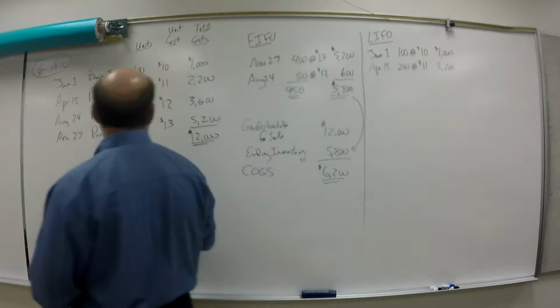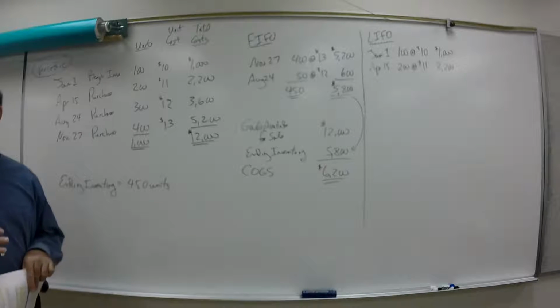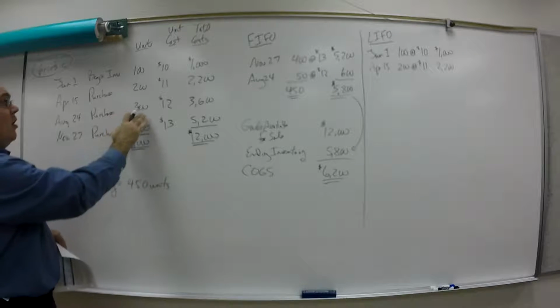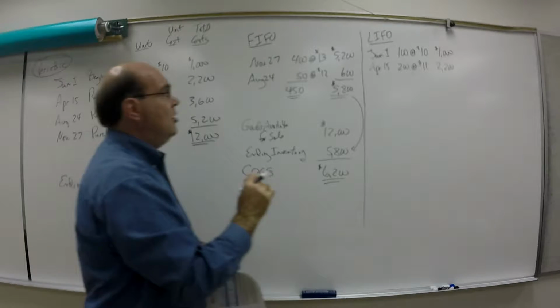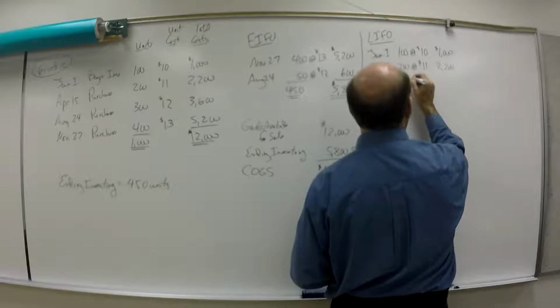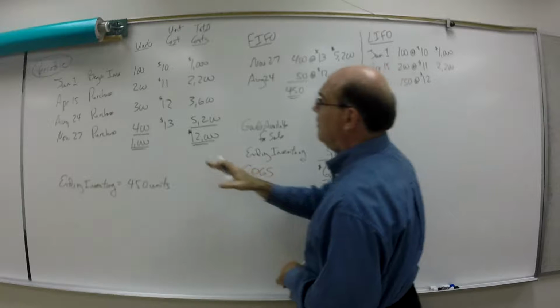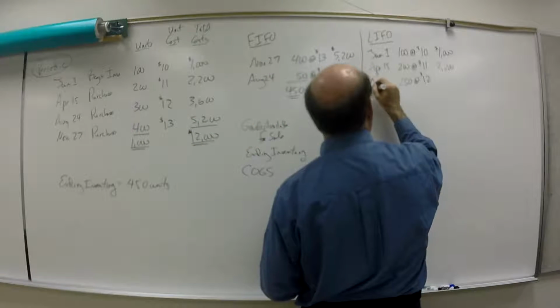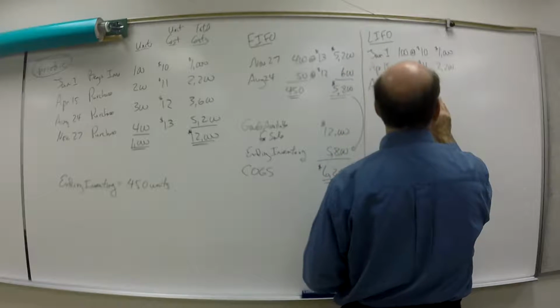But that's still not enough. 100 and 200, that's only 300. We need 450. We need another 150, right? Well, look, we can get all 150 we need out of this layer. So that's the $12. So we need another 150 at $12. And that's going to come from the August 24th. So if we multiply that out, what is that?